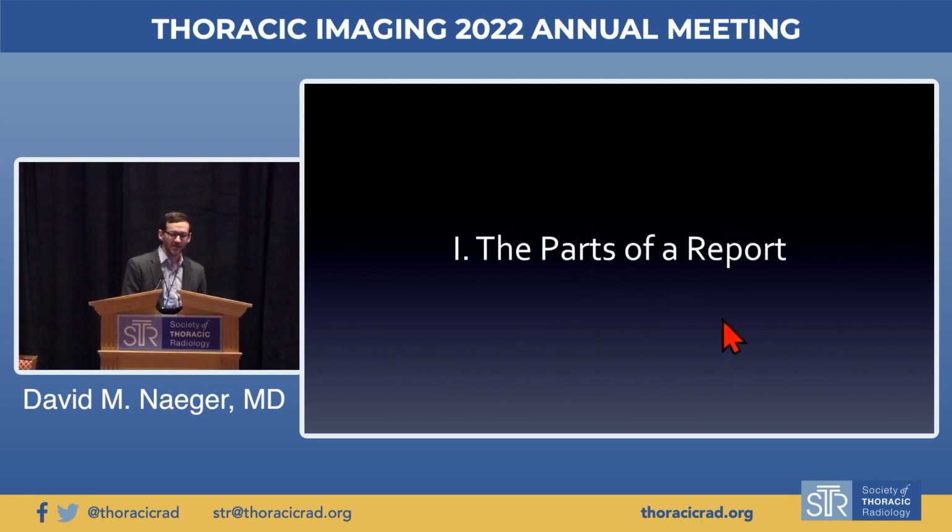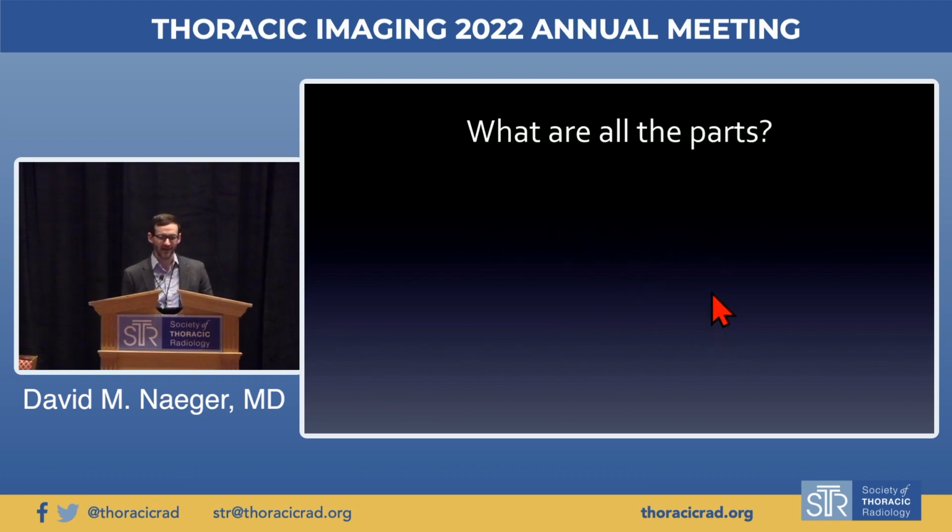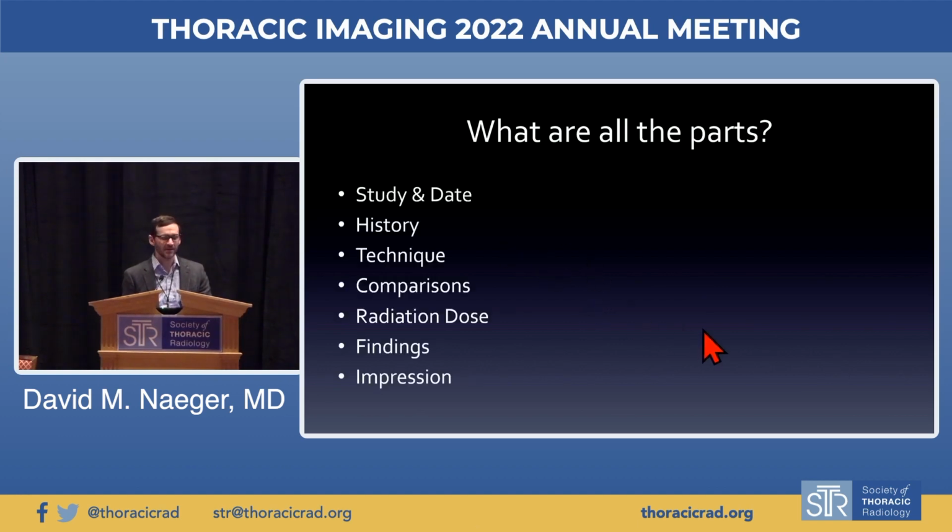Okay. So first, the parts of the report. If you think about a classic radiology report, it has headers. It's true between all of our institutions. Probably looks something like this. Okay. So let's go through each part. The study type and date probably imports automatically in a template. It can occasionally be wrong. It's worth maybe a quick glance.